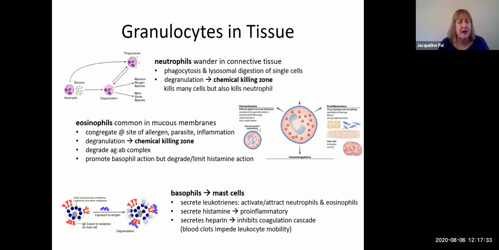And they release their chemicals inside the cell. So remember, one of the two big things that they had was histamine. The histamine is pro-inflammatory. It can be limited by eosinophils, however.